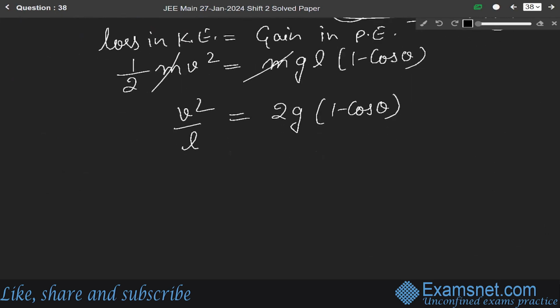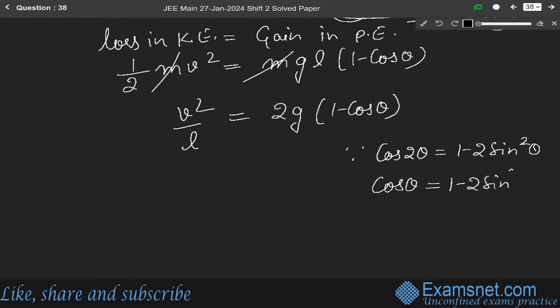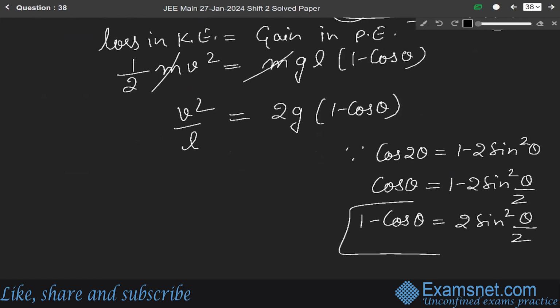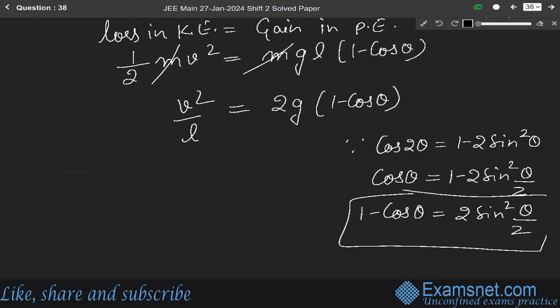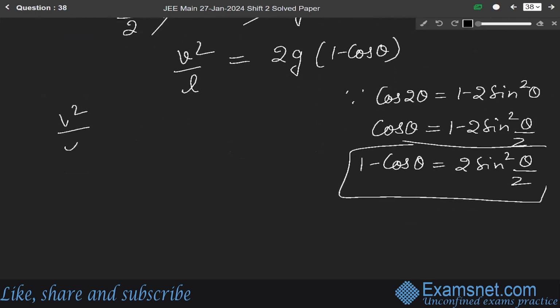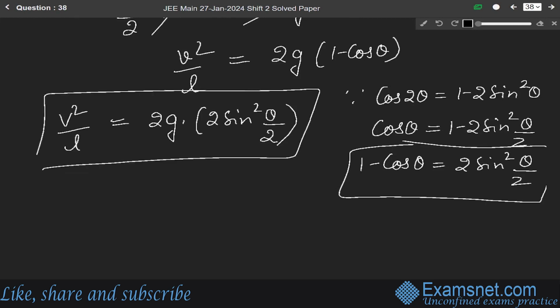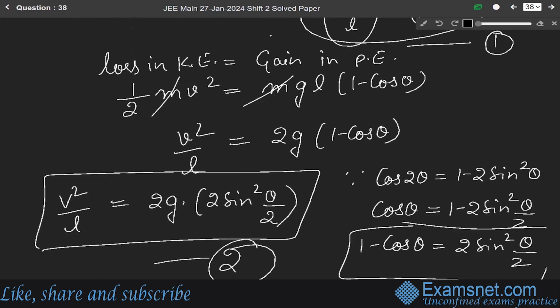And we know that cos 2 theta is equal to 1 minus 2 sine square theta. So from this we can write cos theta equals 1 minus 2 sine square theta by 2. So 1 minus cos theta equals 2 sine square theta by 2. Put this value here, so we get v square over L equals 2g into 2 sine square theta by 2. Got it? Now put this value of v square over L from equation 2 into equation 1.